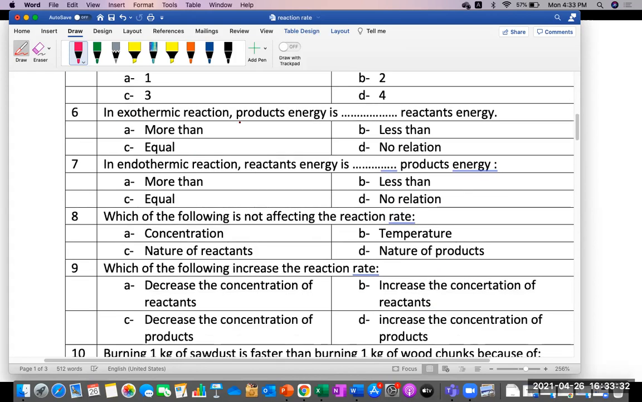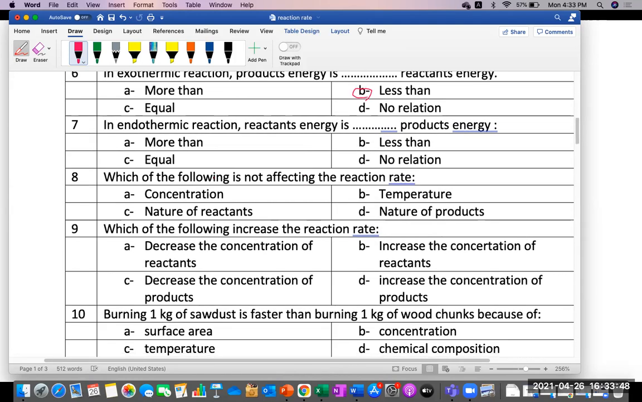In an exothermic reaction, the product energy is less than the reactant energy. So if it's exothermic, it means the reactant will have higher energy, and the product energy will be less. And endothermic, of course, will be the opposite. The reactant will be less.